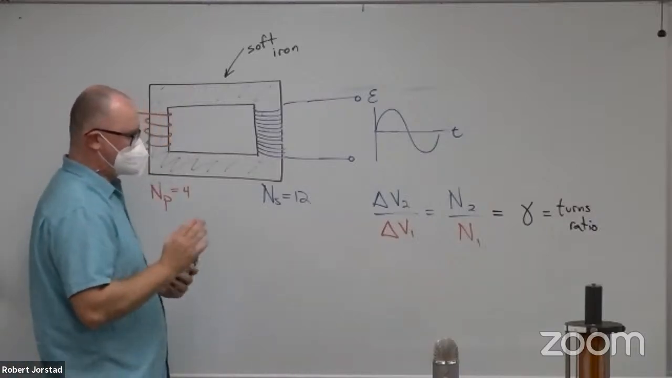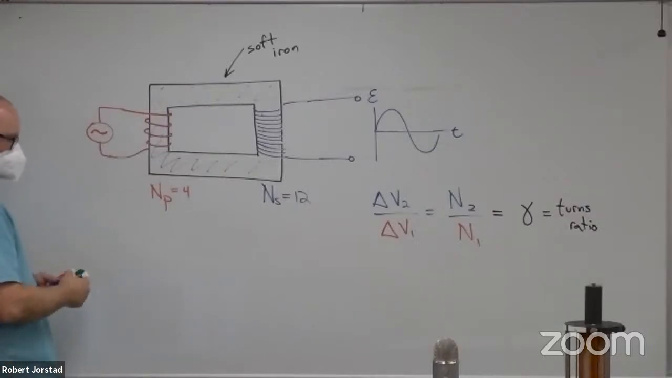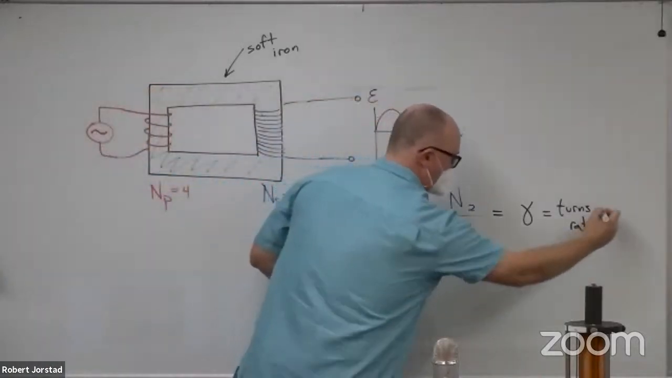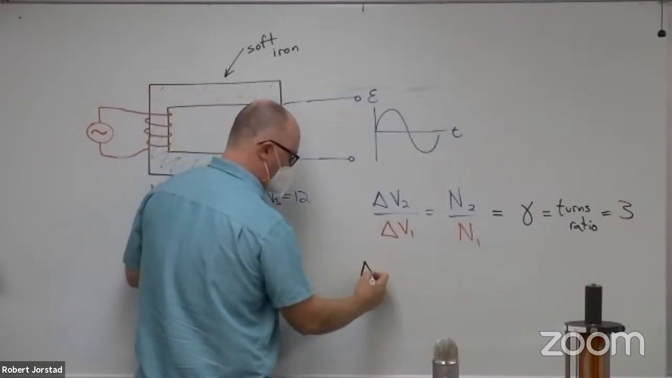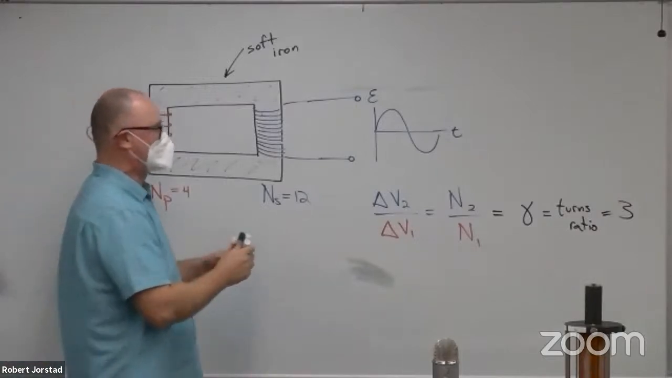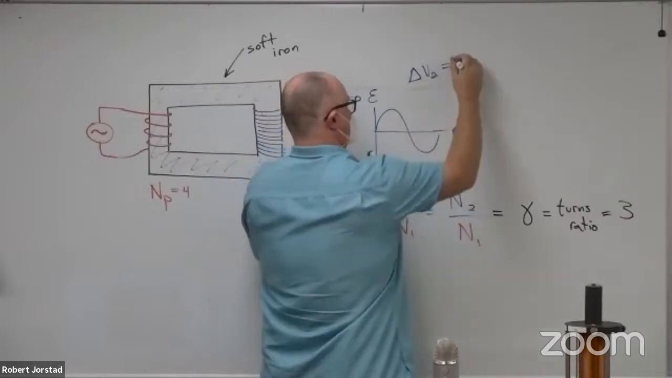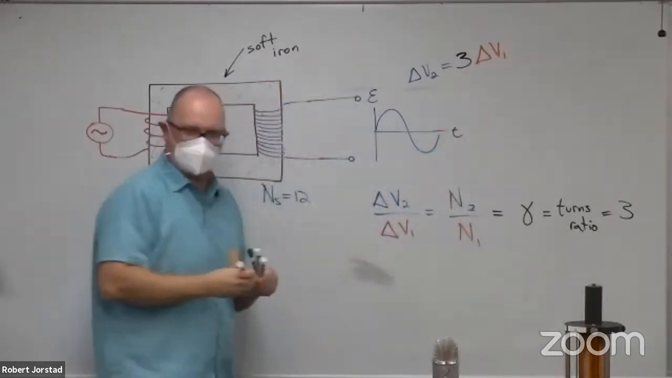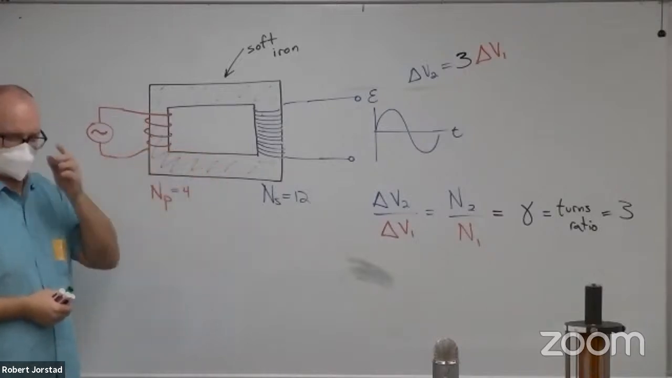Now, in this case, what is our turns ratio in this particular example? 3. So in this case, what does that tell us about delta V2 versus delta V1? 3 times bigger. So delta V2 equals 3 delta V1. We're assuming the voltage gets stepped up. It's called a step up transformer.